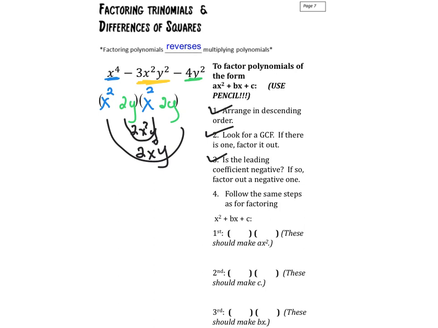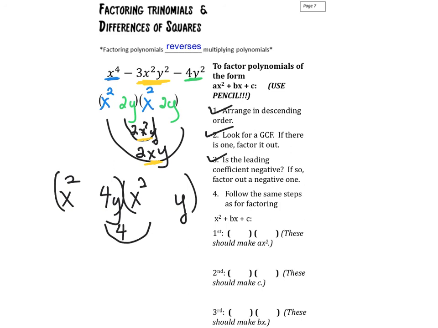Well, as I look at this, 2x and 2x is going to give me 4x, and there is no possible way that these two can be added or subtracted to give me my middle term at the top. So that means those are not the right factors. So I go back to the drawing board again. My first term is x squared and x squared, and I am going to try 4y and 1y. Let's do our loops.